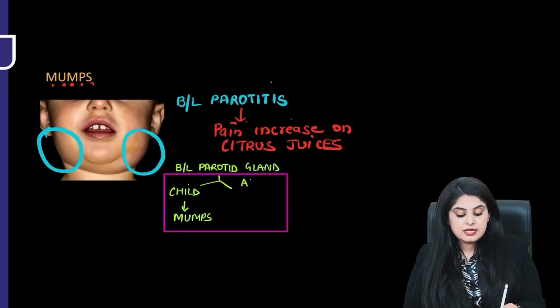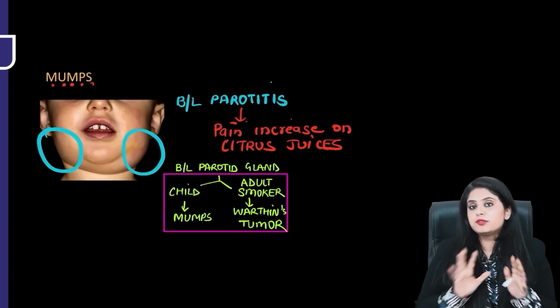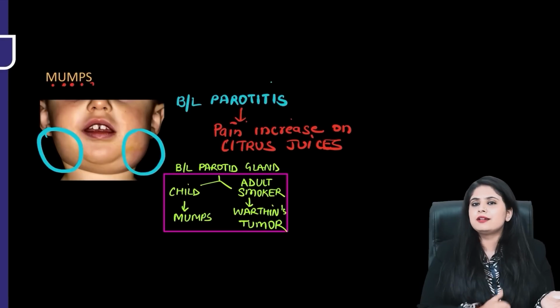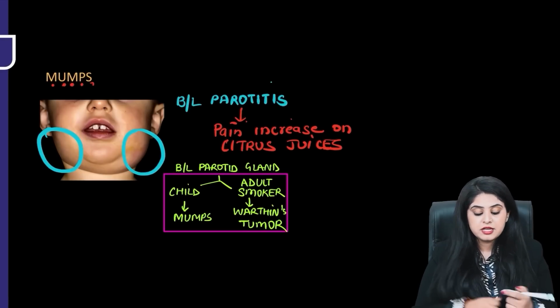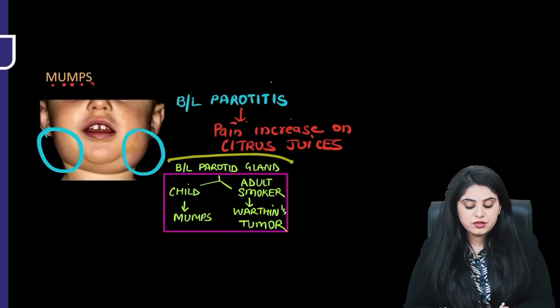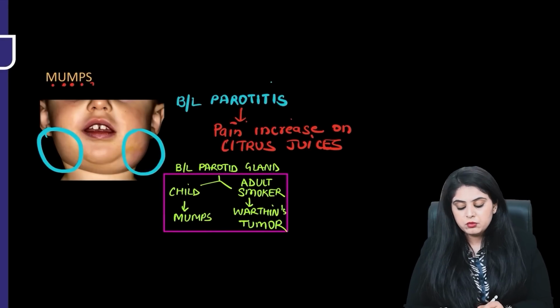If it is an adult and that adult is a chronic smoker, there is a salivary gland tumor that you have to think of, and that is a Warthin's tumor. I am not saying that this is 100% correct. This will definitely not be 100% correct in clinical practice, but it will be fine for MCQs, because clinical practice has variations. That's what the human body is. But definitely it's going to be a big savior when it comes to your MCQs. Bilateral parotid gland involvement in a child, you think of mumps, and in an adult smoker, you think of Warthin's tumor.